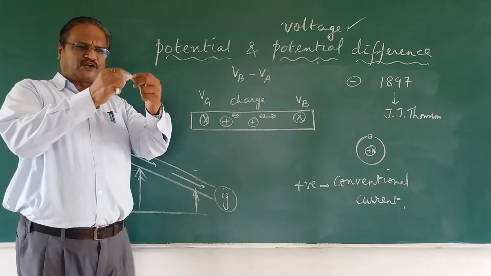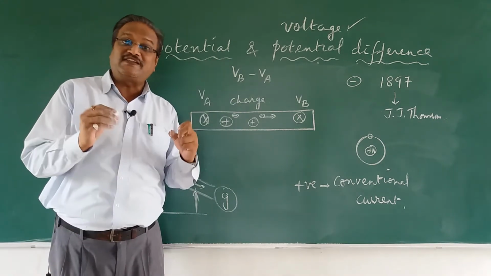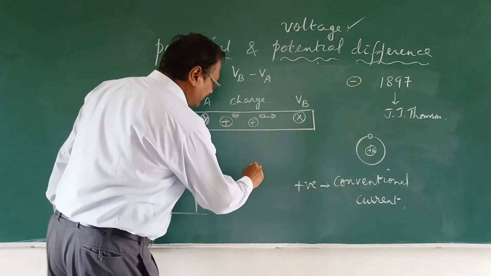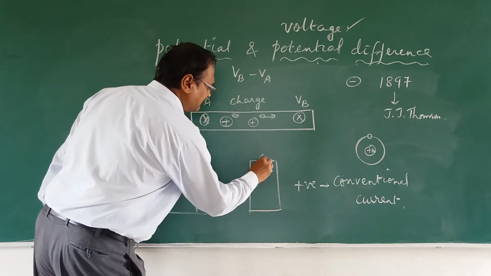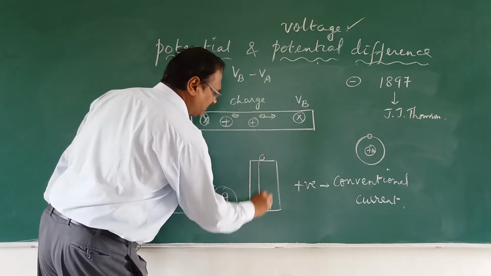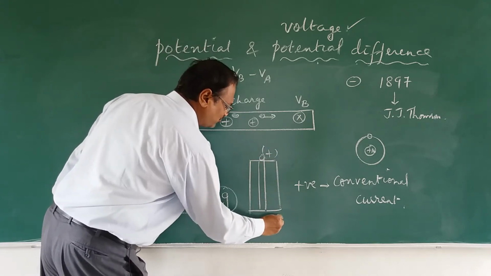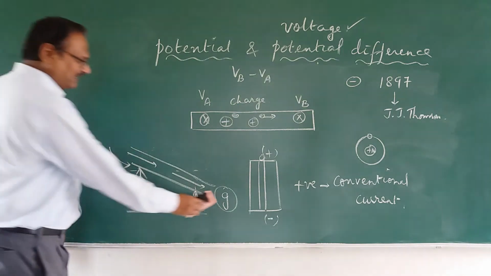Now how can I give an ordinary wire a difference in potential? That means I have to connect a source. Let me connect a source here. Let me take a battery cell. This is the cell. In the cell, you know, inside there is a carbon rod, and this is the positive terminal. The zinc cup is the negative terminal.